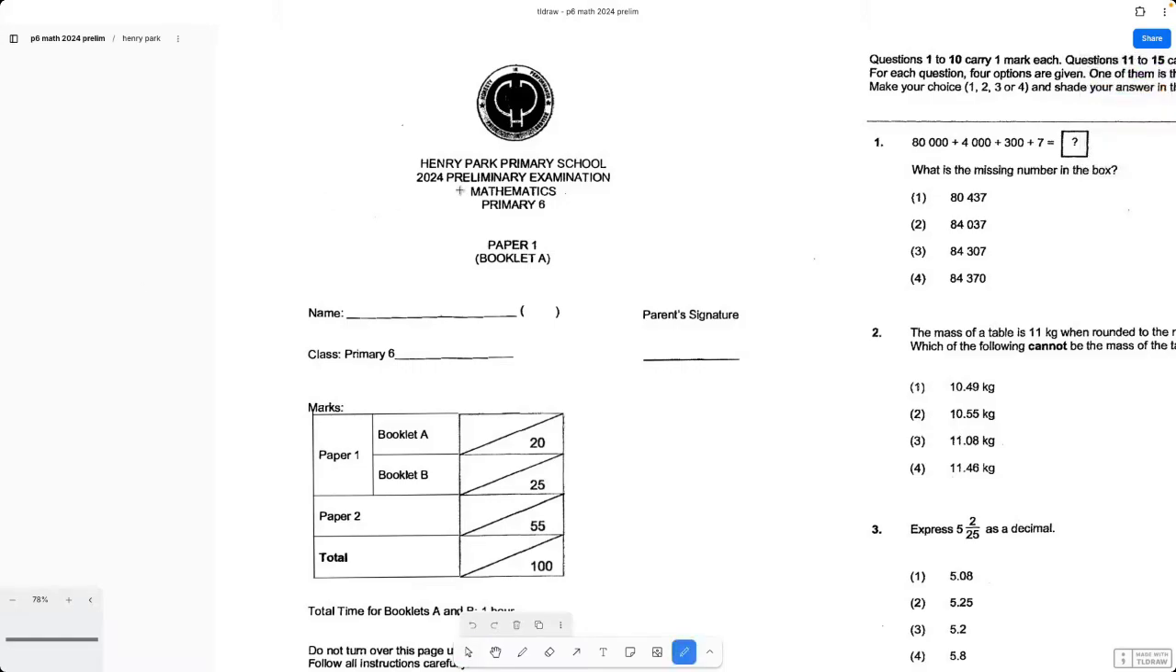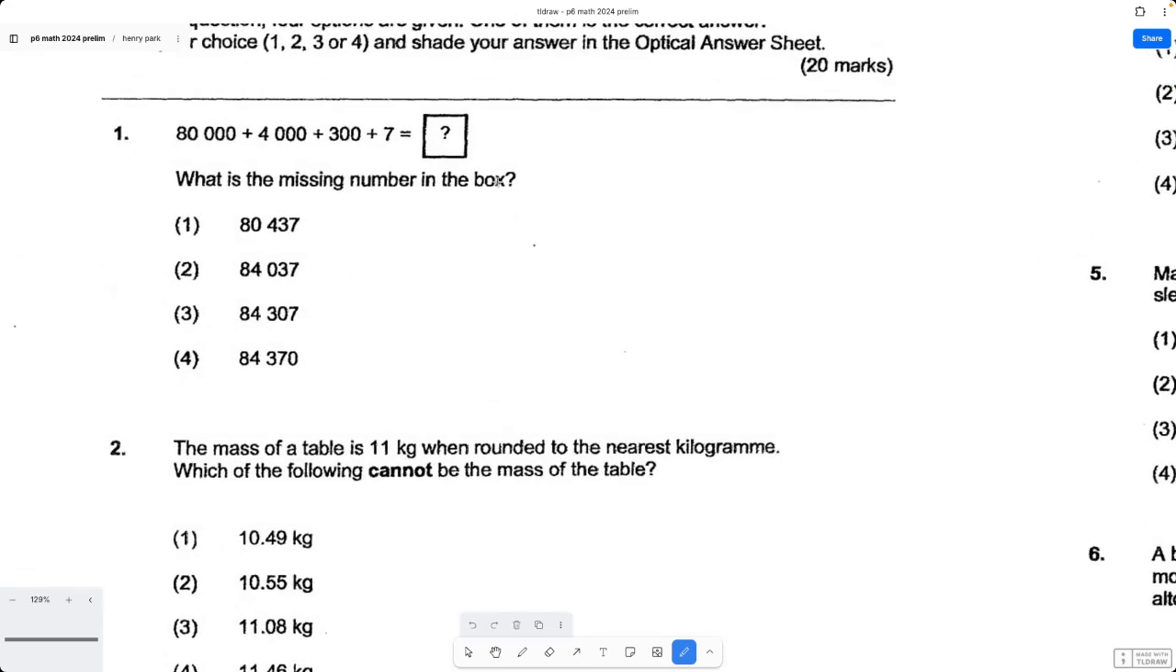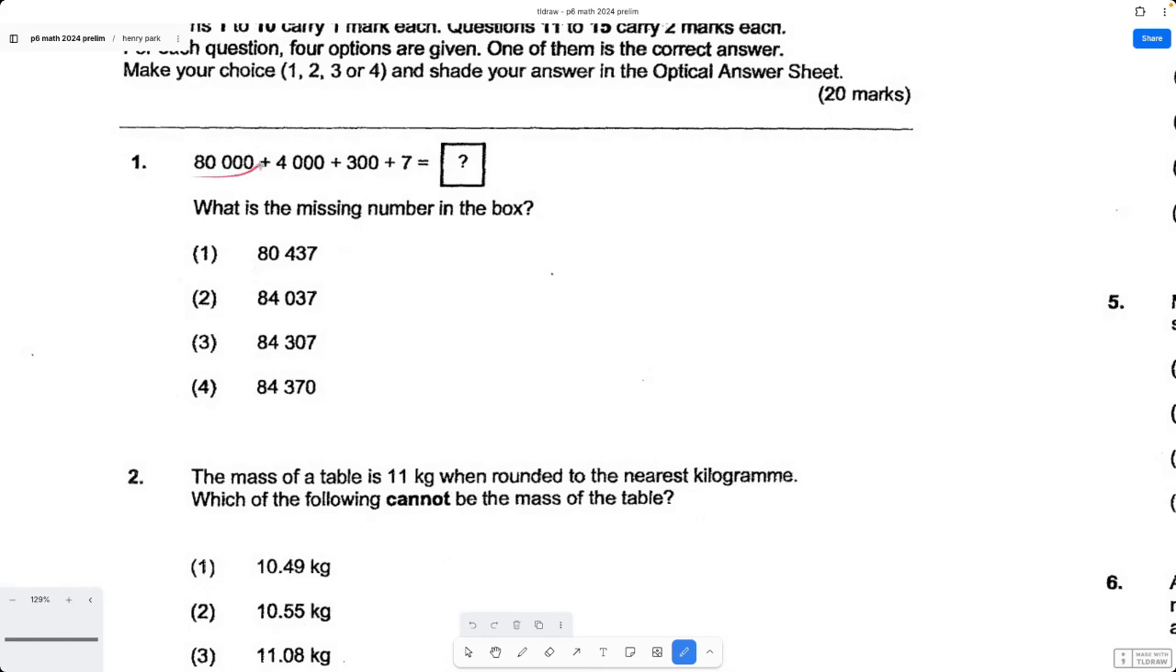In this video, we're going to go through the Henry Park Primary School 2024 Preliminary Examination Mathematics Primary 6 Paper 1 Booklet A. So let's get started on the first question. What's the basic number in the box? 80,000 plus 4,000 plus 300 plus 7. So I'm going to show you how the working will look like.